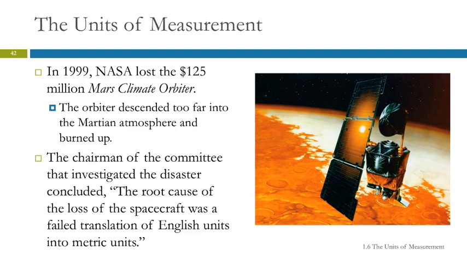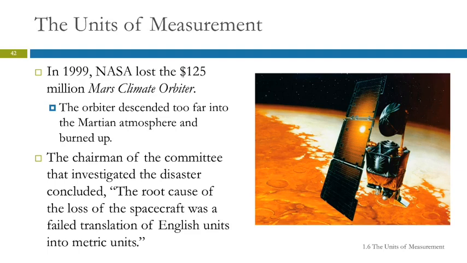It went out to orbit around Mars, and the calculations weren't right. And so it descended into too low of an orbit, got caught by the gravity, and crashed, burned up, gone. How does this happen? So they investigated. The root cause was a failed translation of English units into metric units.